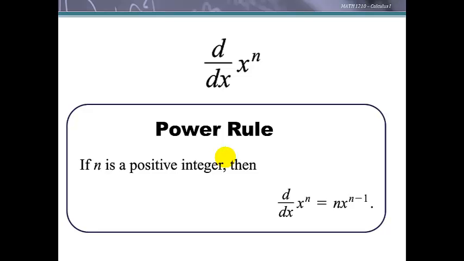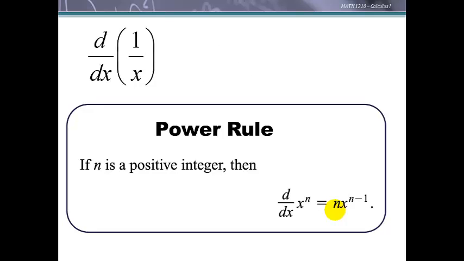The power rule says if n is a positive integer, then the derivative of x to the n equals n x to the n minus 1. So looking at this, the way that I think of the power rule is I always say that it basically is multiply the power out in front, so a factor of n, and then decrease the power by 1. This is essentially what we find as we write this out using the definition of derivative.